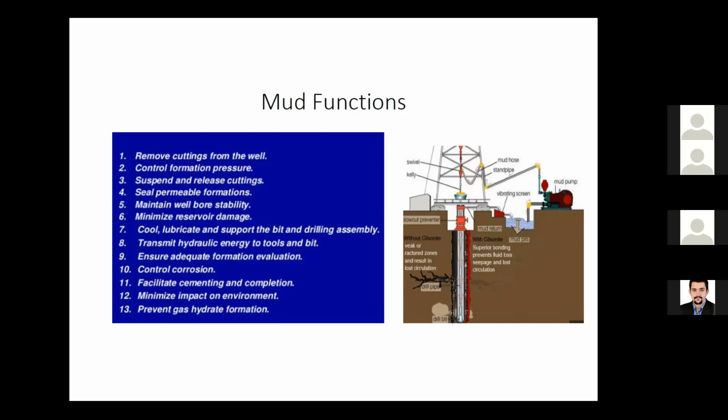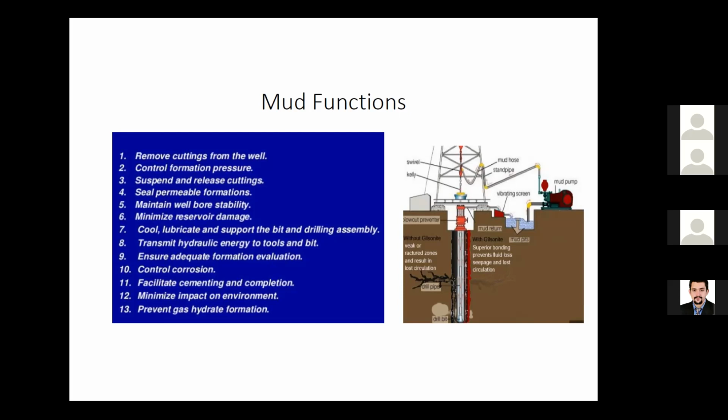Controlling corrosion. When you adjust the pH of the mud, you control the corrosion. To facilitate cementing and completion. When we are cementing, we need a low rheology mud. And when we are completing the well, we need a special type of brines. Brines means water with salt. Minimize impact on the environment. Of course, any chemicals or waste products should be disposed of in the appropriate way, according to each waste we are using.